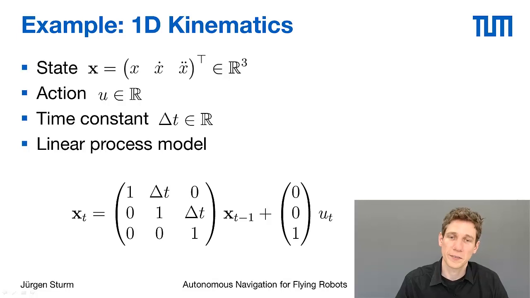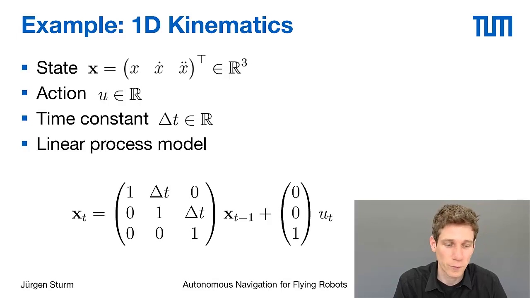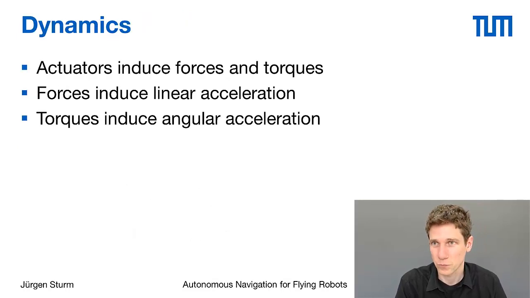And then to this state we add our control input u just by this simple vector 0, 0, 1, which just means that we add the action to our acceleration. And using that you can already get a simple dynamical system of an object that floats in one-dimensional space.